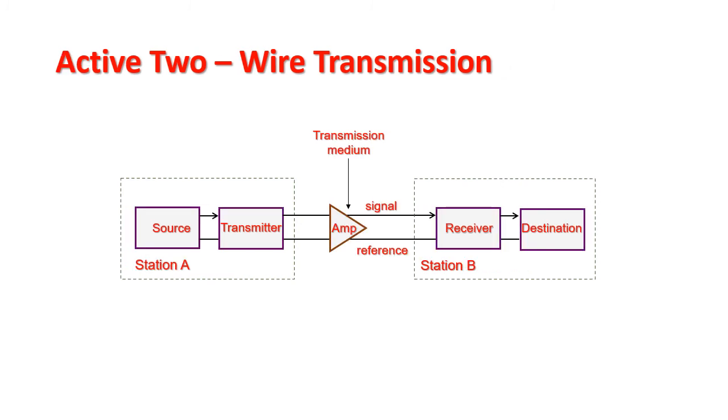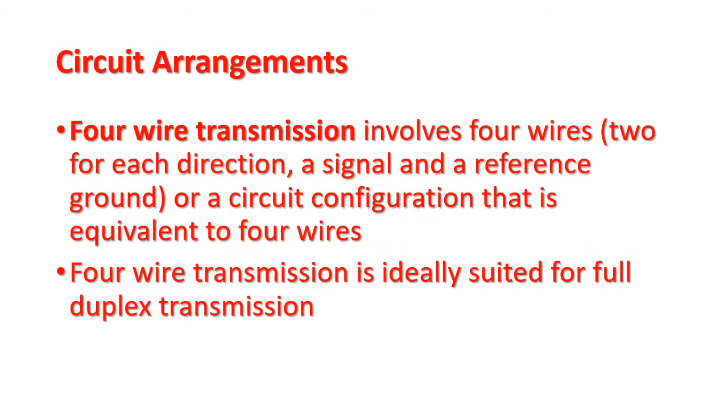The other is the active two-wire transmission, wherein an amplifier is added in the transmission line. This is usually done if the receiver is very far from the transmitter. Next circuit arrangement is the four-wire transmission. Four-wire transmission involves four wires, two for each direction, a signal and a reference ground, or a circuit configuration that is equivalent to four wires. Four-wire transmission is ideally suited for full duplex transmission.